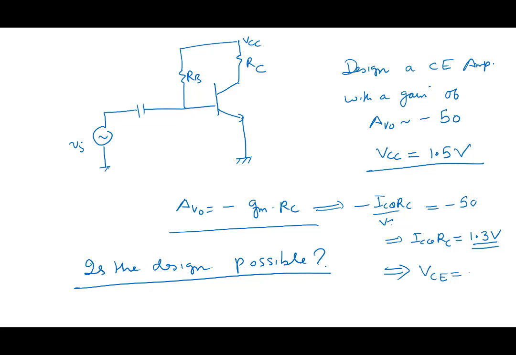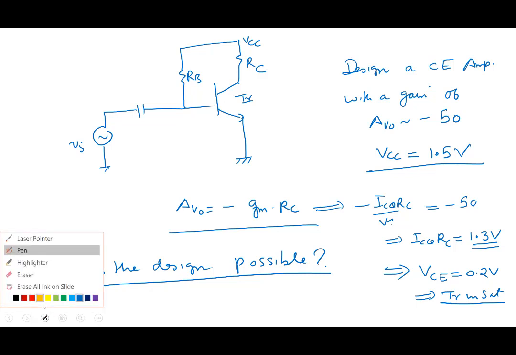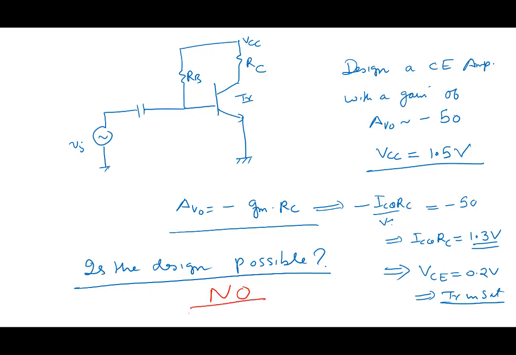VCE equal to 0.2. What does this imply? Transistor in saturation. In saturation, transistor never amplifies. Is design possible? The answer is no. It's not possible. So somebody comes and asks you to design an amplifier which will give you a gain of 50 on 1.5 volt. You say no, it's not possible. Is that true? Not possible?